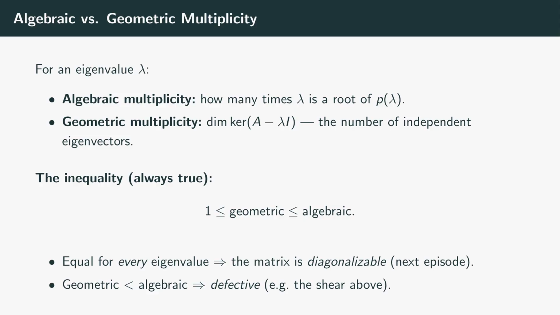That example forces us to distinguish two different ways of counting an eigenvalue. The algebraic multiplicity is how many times lambda appears as a root of the characteristic polynomial, a fact about the polynomial. The geometric multiplicity is the dimension of the eigenspace, the number of independent eigenvectors that lambda actually has, a fact about the null space of A minus lambda I.